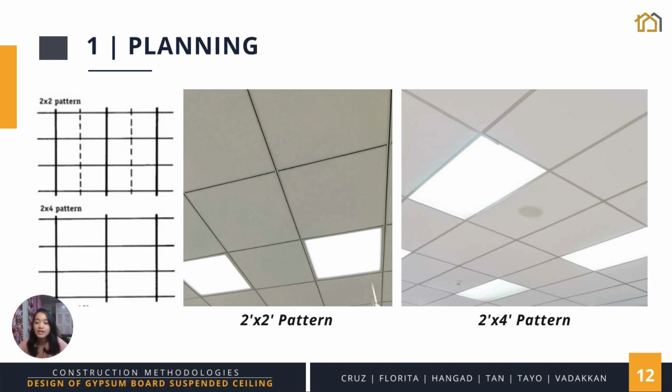Next, we have to decide on a ceiling pattern. We can choose from either a 2 feet by 2 feet pattern, which is shown in the middle figure, or a 2 feet by 4 feet pattern, which is the one on the right. This will depend on the desired ceiling look or just simply on which choice is more economical.